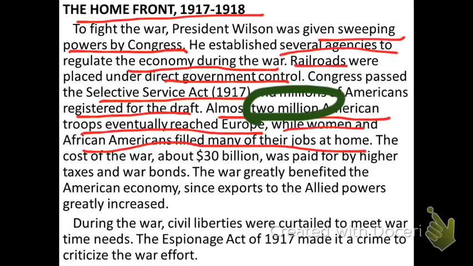So what did we do? We went to two groups who were usually excluded from the workforce, women and blacks. They served at home in the jobs that the men who were now in uniform had once done.